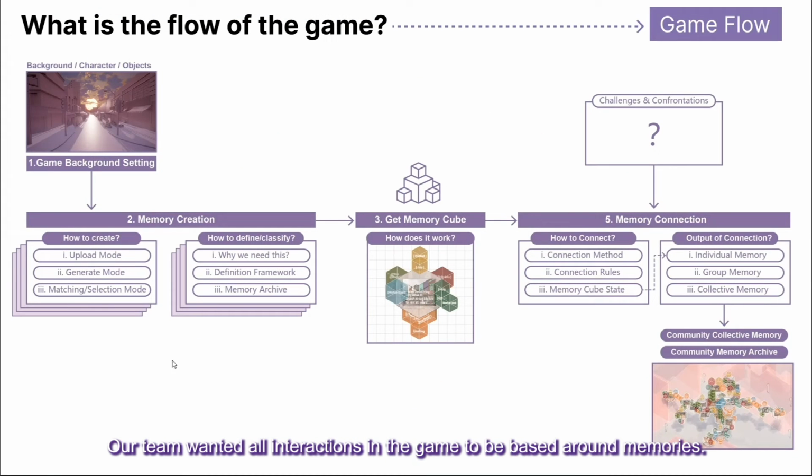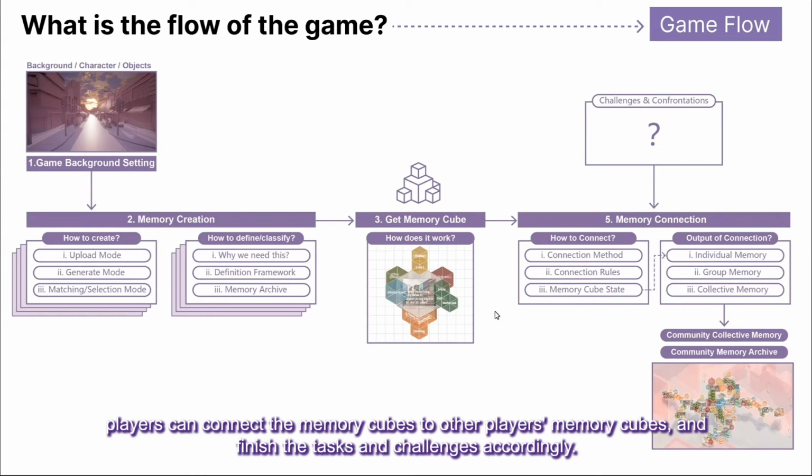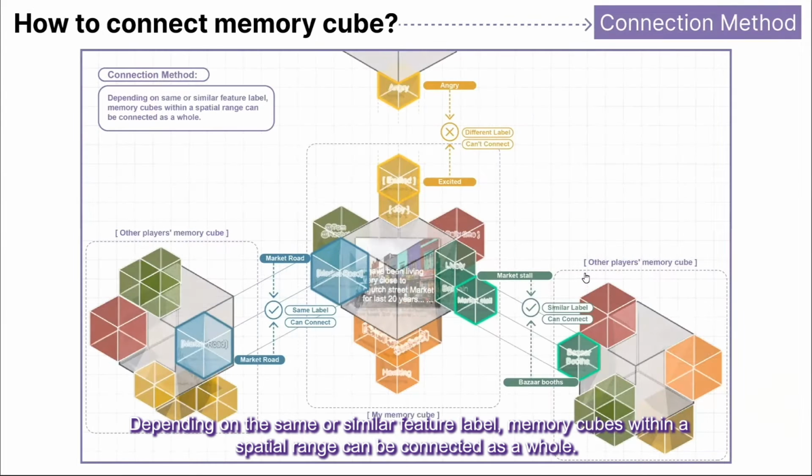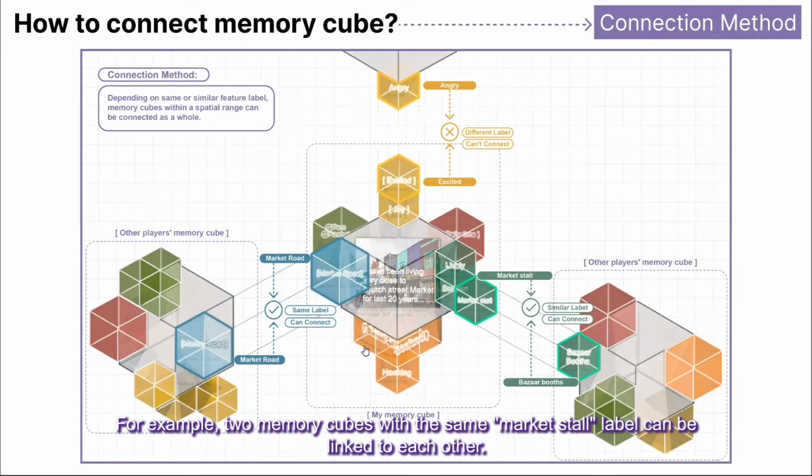Our team wanted all interactions in the game to be based around memories. Therefore, once a complete memory cube has been created, players can connect the memory cubes to other players' memory cubes and finish the text and challenges accordingly. Depending on the same or similar feature label, memory cubes within a spatial range can be connected as a whole. For example, 2 memory cubes with the same market store label can be linked to each other.